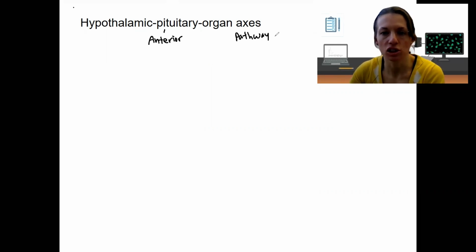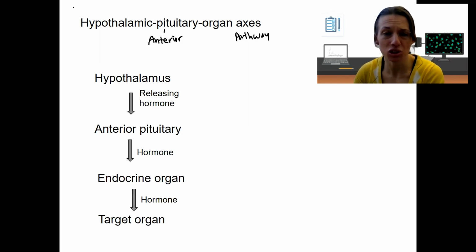Let's draw out the generic signaling from the hypothalamus to the anterior pituitary to other endocrine organs, which then release a hormone. This should not look like anything super new. Hypothalamus releases a releasing hormone. It also could release inhibiting hormones. We're going to focus on the stimulation, so releasing hormones. That releasing hormone is going to target the anterior pituitary. This is that local portal system.